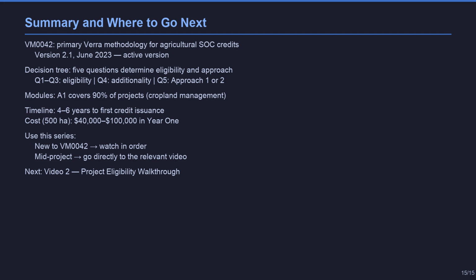If you're new to VM0042, watch the videos in order. If you're already mid-project, go directly to the video covering your current stage. Each one is self-contained. Video 2, Project Eligibility Walkthrough. The specific criteria you need to check before writing a single line of your PDD. See you there.